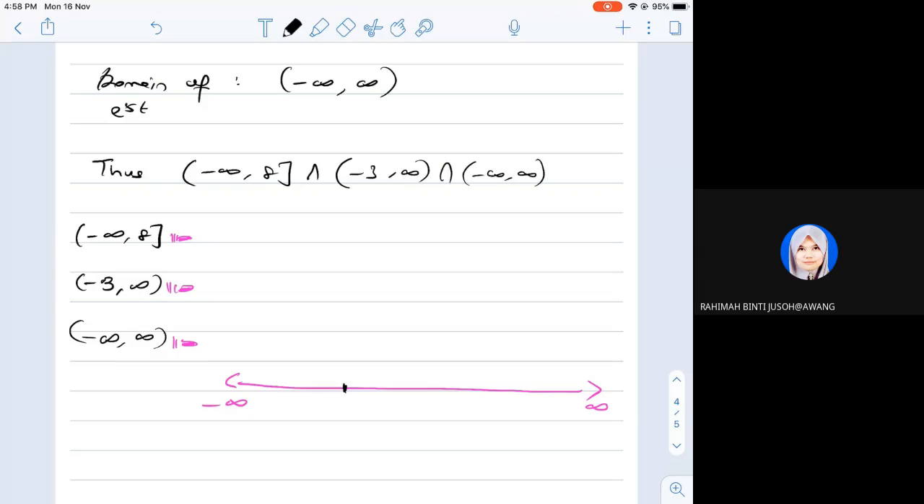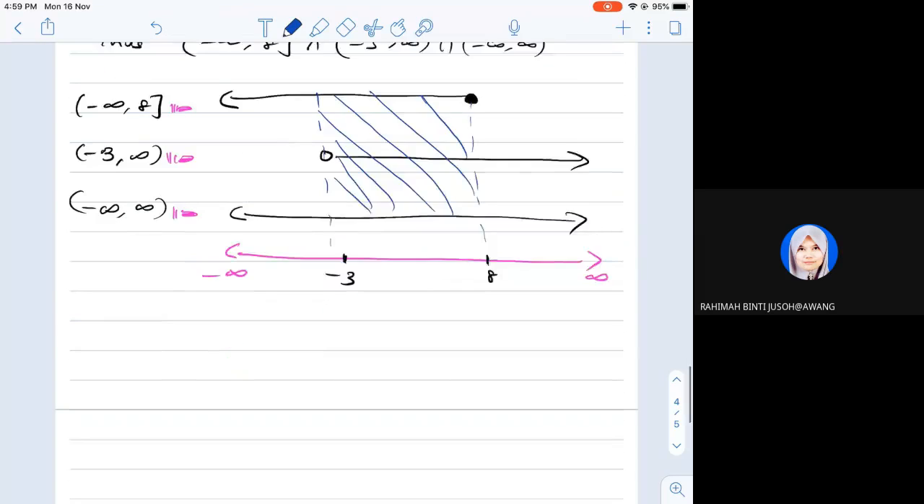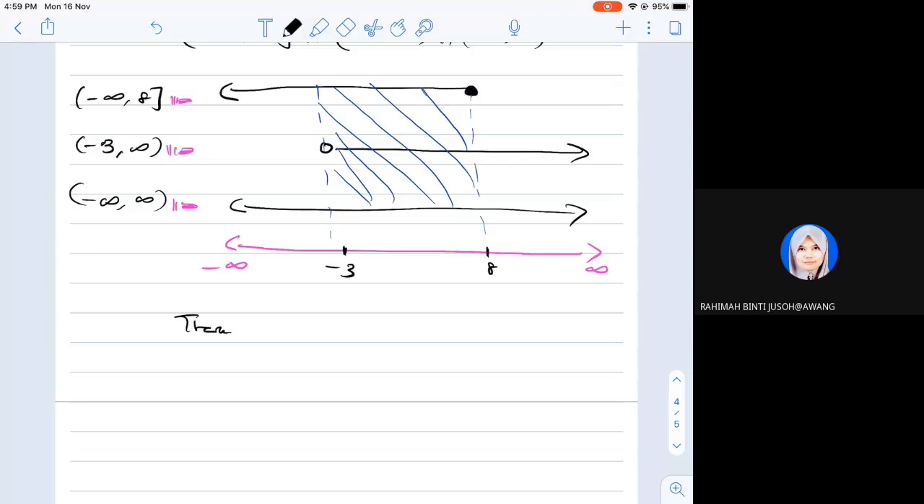Okay, so now the first one from negative infinity up to 8. Let's plot first. Here negative 3 and here is 8. So the first one should be from 8 like this, until negative infinity like this. And then we have negative 3, so open like this until infinity, like that. And then from negative infinity up to infinity. Okay, so the intersection domain should be this, from here until here. Okay, so this is the region. So now therefore the domain of r(t) should be equal to from negative 3 until 8, close bracket. So that's it.